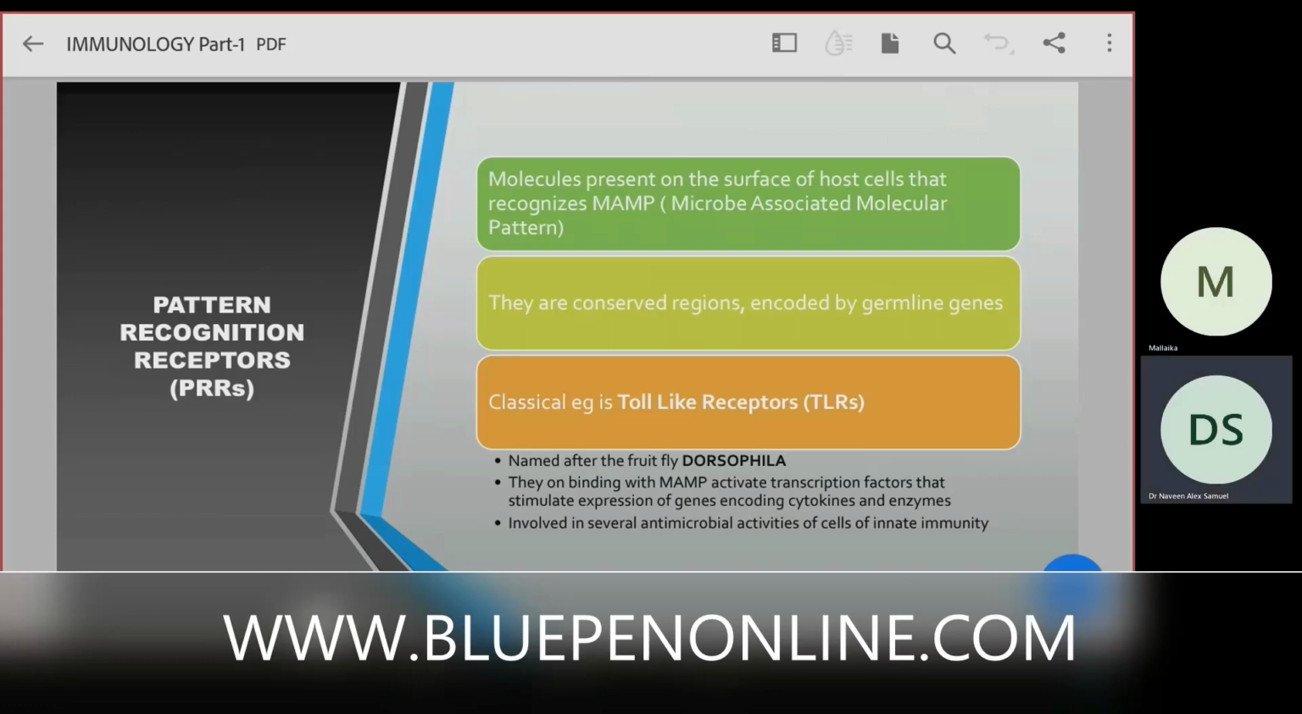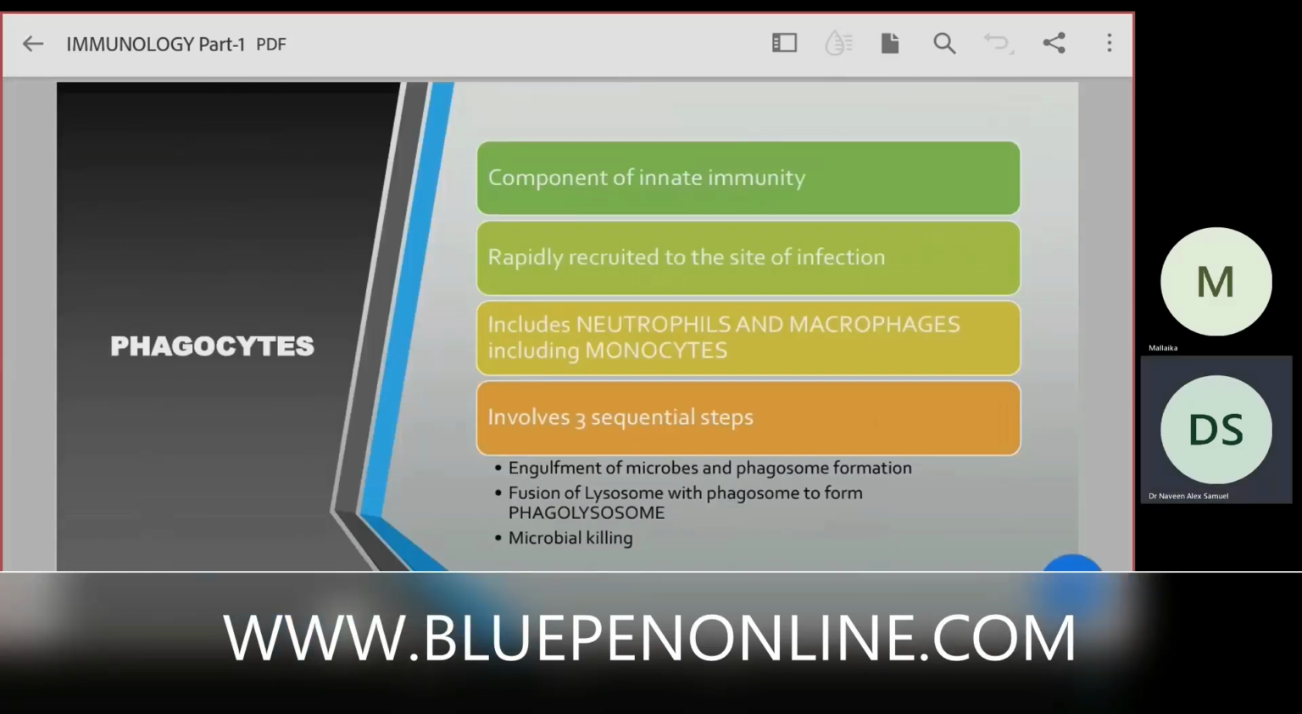That was pattern recognition receptors. So next is phagocytes. That's what I told you about: macrophages, neutrophils, basophils, monocytes. These are actually components of innate immunity, rapidly recruited at the site of infection. They include neutrophils and macrophages, which include monocytes. So now, how does phagocytosis take place?